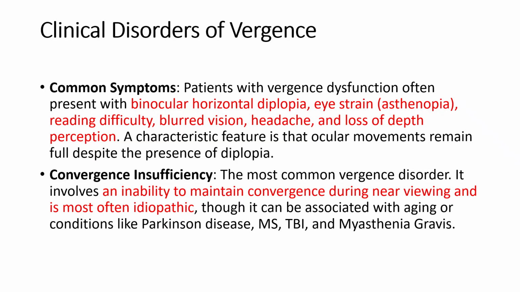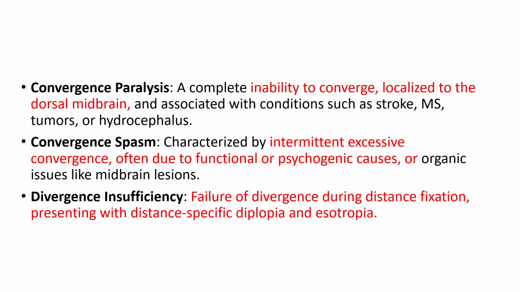Convergence paralysis, a complete inability to converge, localizes to the midbrain and is associated with conditions such as stroke, MS, tumors, and hydrocephalus. Convergence spasm is characterized by intermittent excessive convergence, often due to functional or psychogenic causes or organic issues like midbrain lesions. Divergence insufficiency is a failure of divergence during distant fixation, presenting with distance-specific diplopia or esotropia.